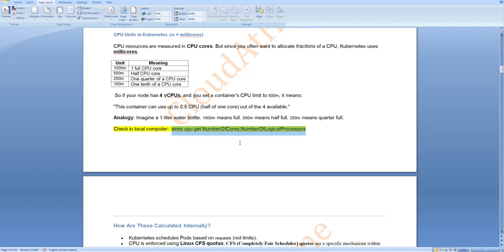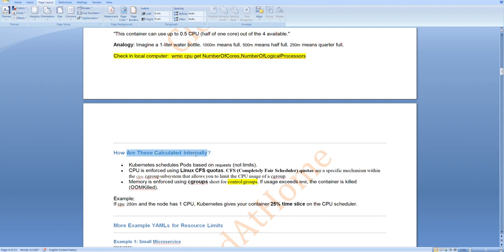Okay, going to the next part, how they are calculated internally. Kubernetes schedules pods based on the request. Okay, what does it mean? Whenever a new pod is coming, initialization will always take care based on the request, not based on the limit. I will explain this statement in detail.